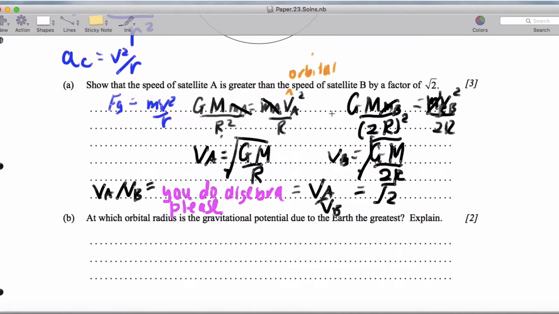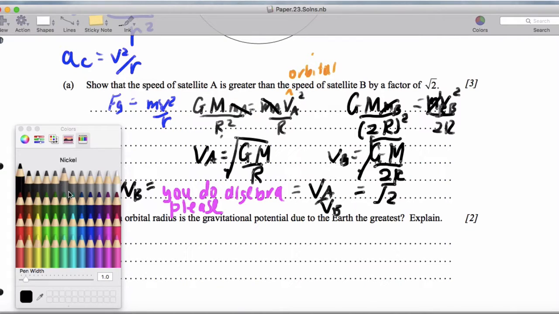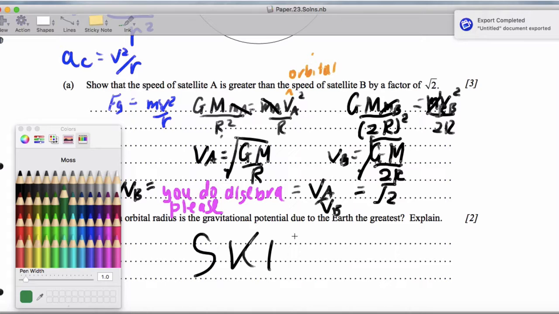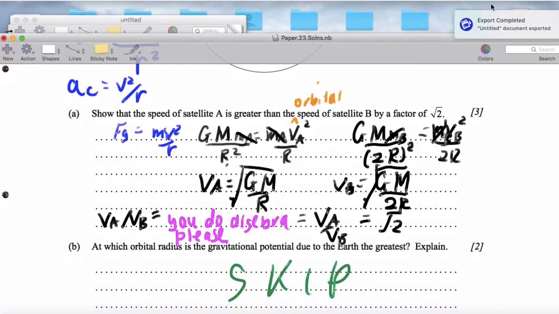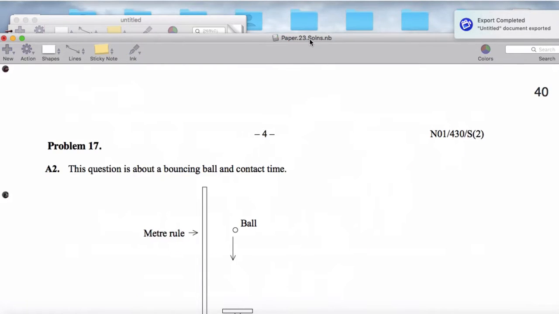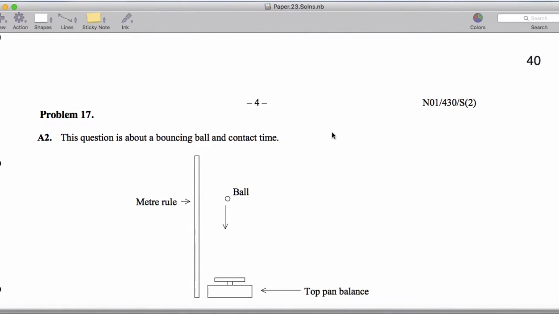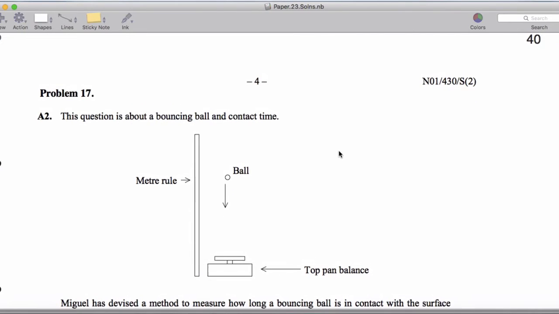Now, at which orbital radius is the gravitational potential due to the Earth the greatest? That we're not going to do. We don't do that in standard level. So we're going to skip this one. We'll skip this one. Just fine. All right, now, next question. That's question number 17, and we'll take a look at that in the next video.